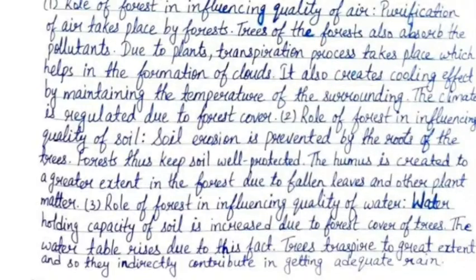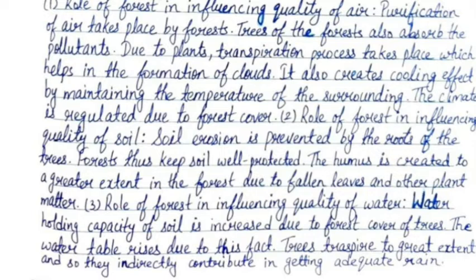Second one is role of forest in influencing quality of soil. Soil erosion is prevented by the roots of the trees. Forests thus keep soil well protected. The humus is created to a greater extent in the forest due to fallen leaves and other plant matter.